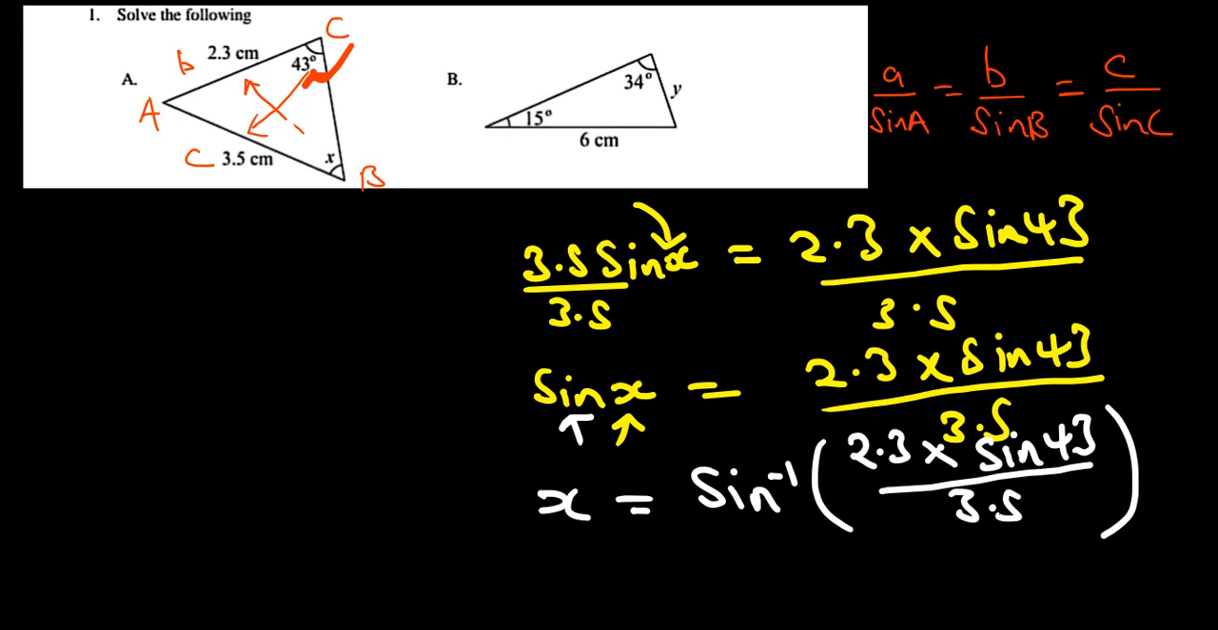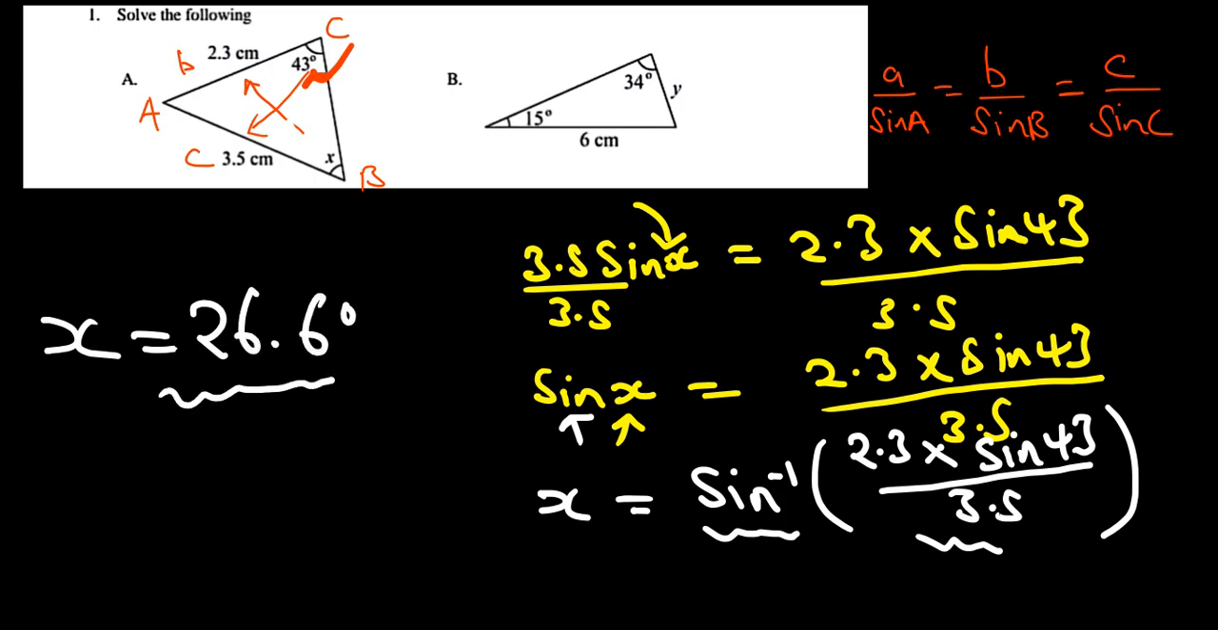So get your calculator and punch in this value here. You say sine inverse of this value. According to my calculator, I'm getting 26.6 degrees, which is to 3 significant figures. So our angle x on question A is just 26.6 degrees. Let's solve question B.